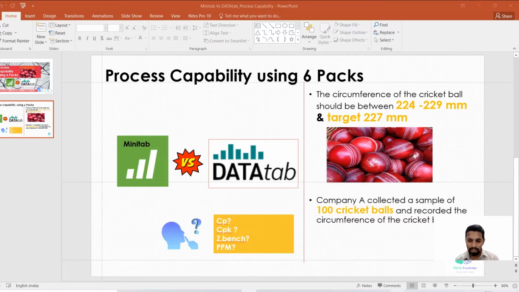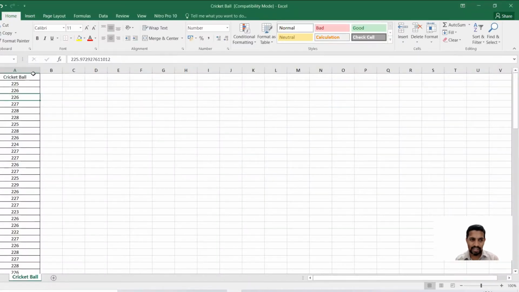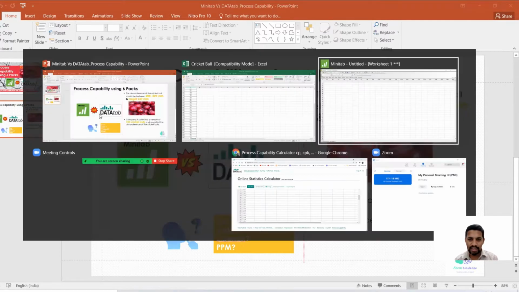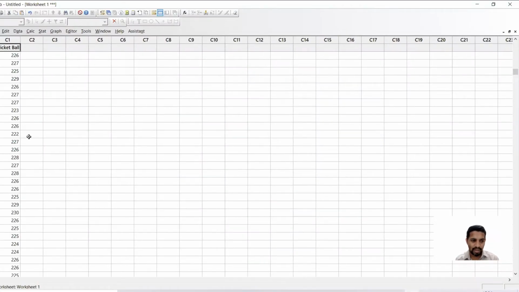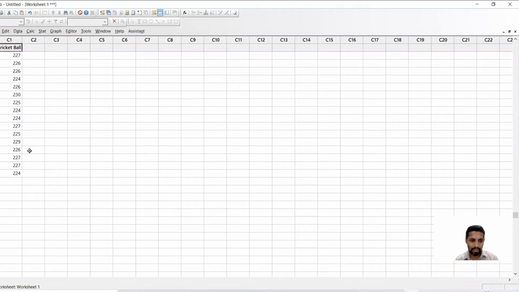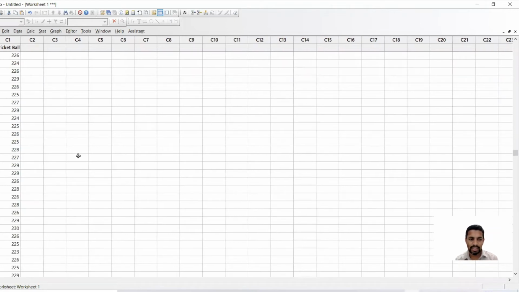So I'm just opening up Minitab and pasting the values which I have in Excel. I copy them as a whole column and paste it in Minitab. So the values got pasted. I'm confirming again whether all 100 got pasted. Yes, all 100 got pasted. Also, this column is C1, which means it is identified as a variable.